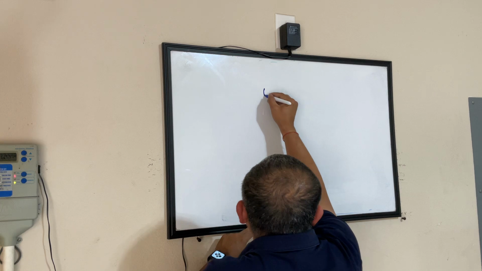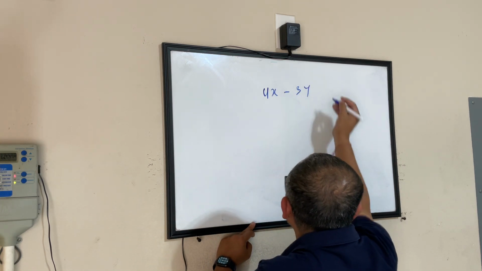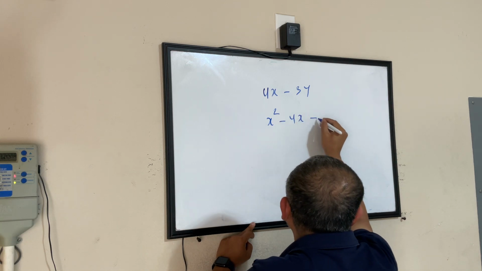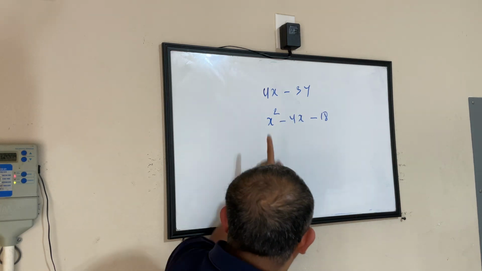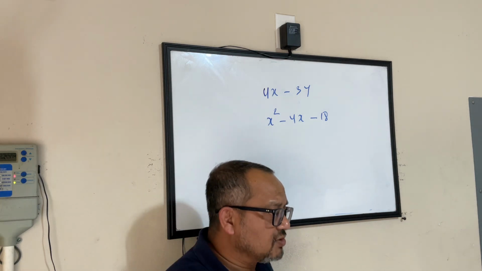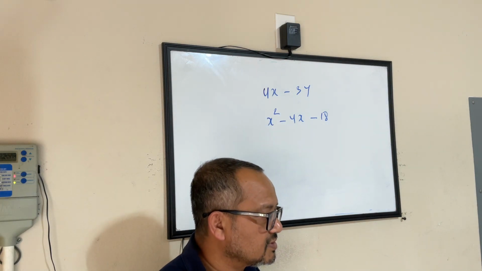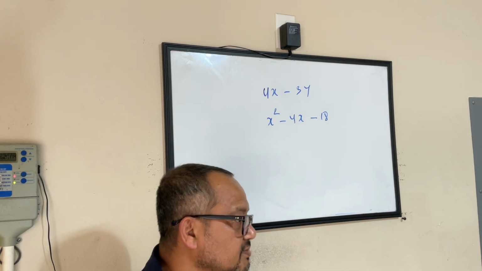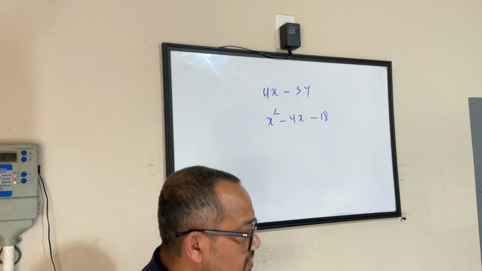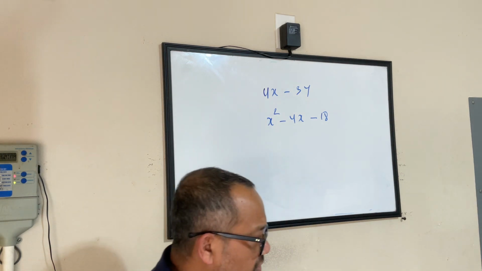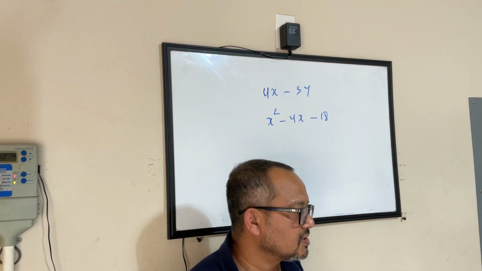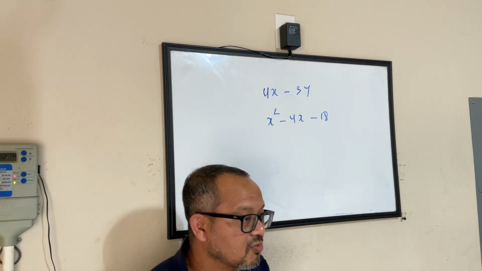Now if I give you two situations, 4x minus 3y versus x squared plus 4x minus 18. What is the difference between this one and this one? Tell me two differences. The first one is a binomial, and the second one is a trinomial. Both are polynomials as well. And the first one has two different variables, while the other has only one variable. What is the other difference?